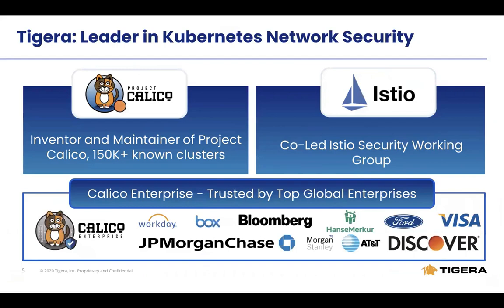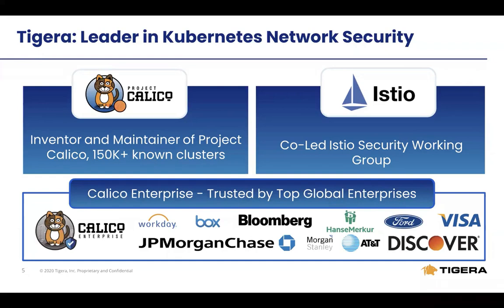So that was from a Calico perspective. From a Tigera perspective, Tigera is the company behind Calico. We invented and have maintained Project Calico over the past 5-6 years. We also co-lead the Istio security working group. And we are aware of closer to 200,000 known clusters out there using Calico. That is also a signal of how ubiquitous it's becoming as a CNI and networking solution and beyond.